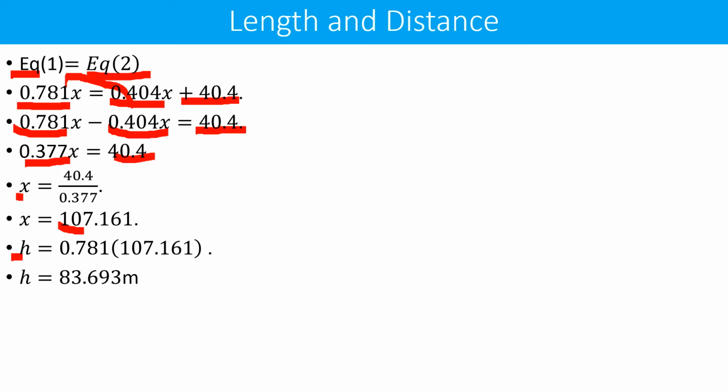Now h is equal to 0.781x. So we have gotten x. So you just do substitution into this one here. So you get 0.781 times 107.161. So our height now is 83.693, approximately 84 meters.